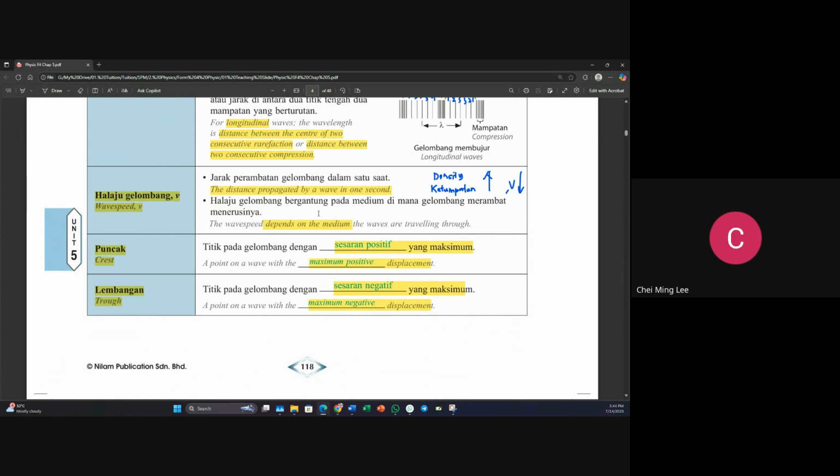Okay. And then a crest is the point on the wave with the maximum positive displacement. Trough is the maximum negative displacement. Okay. All right. Jot this down.